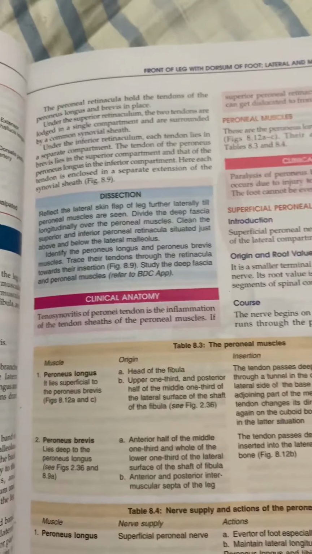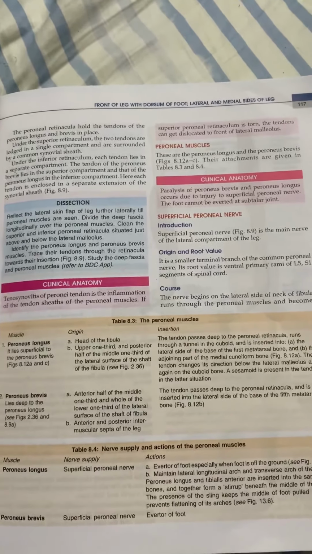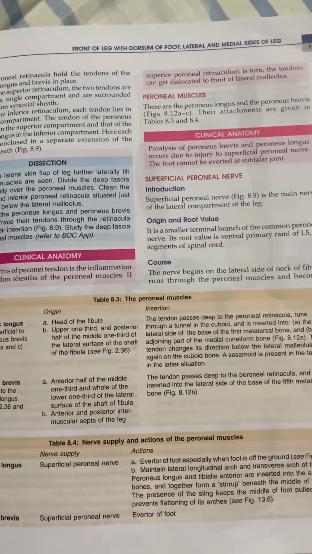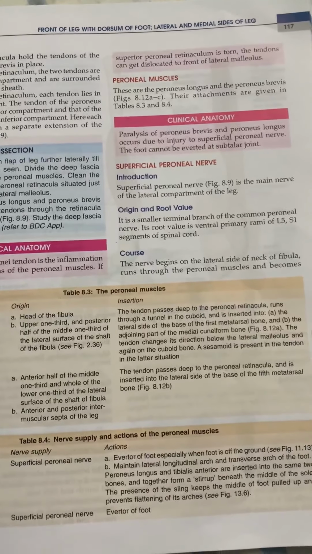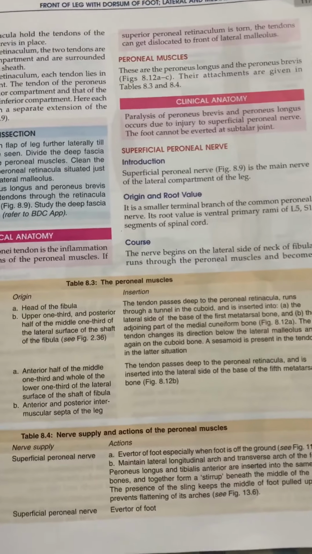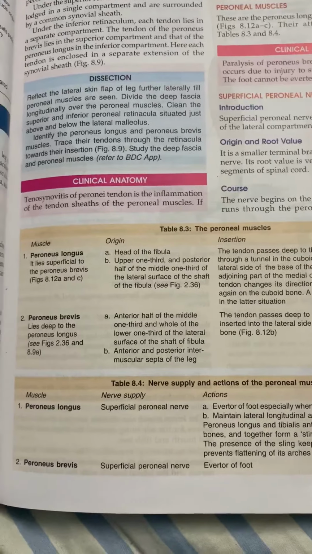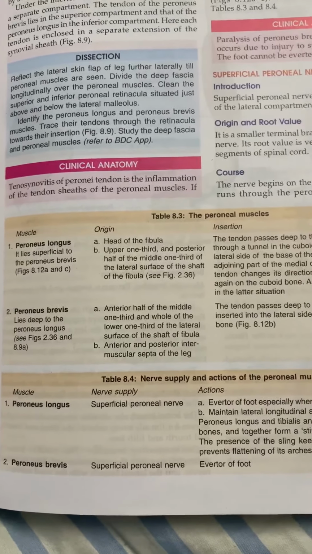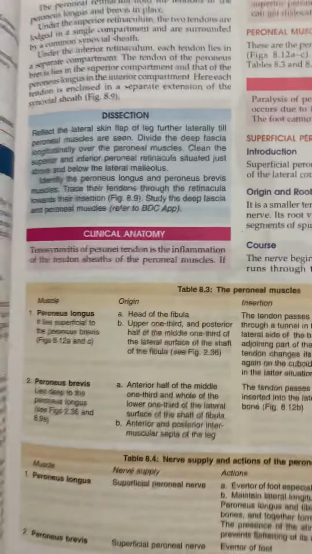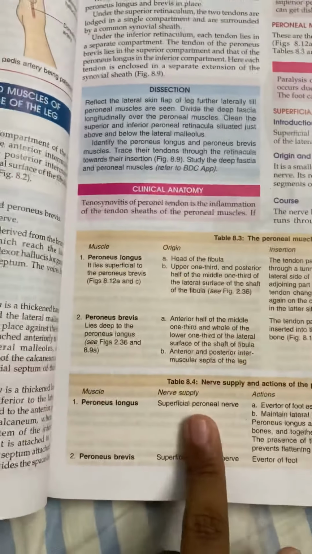And clinical anatomy is tenosynovitis of the peroneal tendons, which is inflammation of the tendon sheaths of the peroneal muscles. Okay. And then if the superior peroneal retinaculum is torn, the tendons can get dislocated to front of the lateral malleolus. And then when we talk about the peroneal muscles, we have peroneus longus and peroneus brevis, or fibularis longus and fibularis brevis. So it is very easy because you have peroneus, that means it is coming from fibula, yes or no? So take the fibula bone.